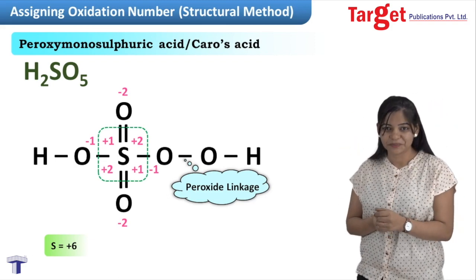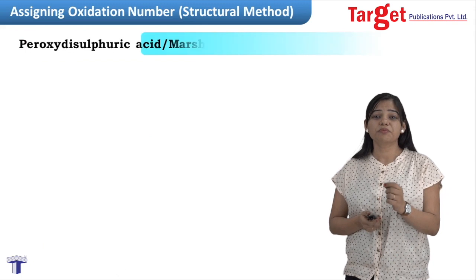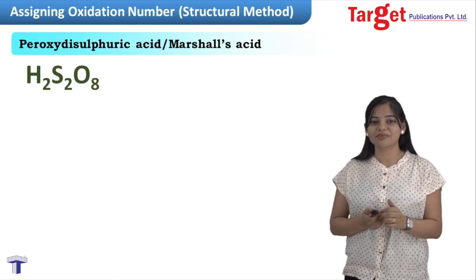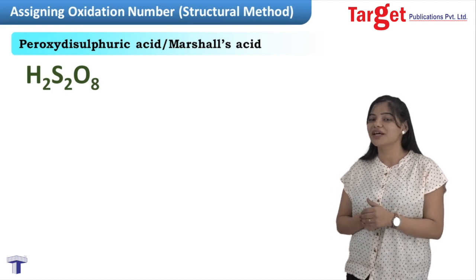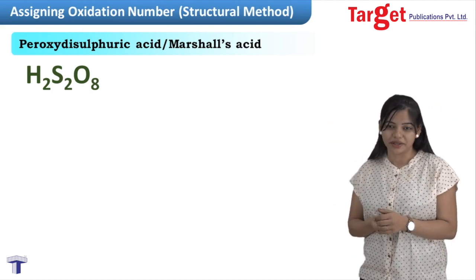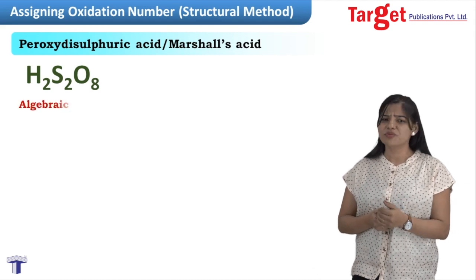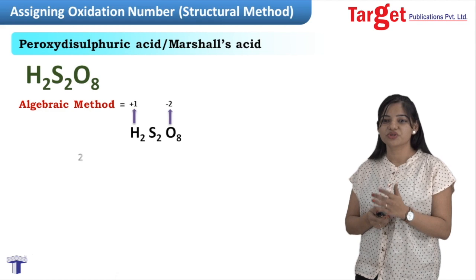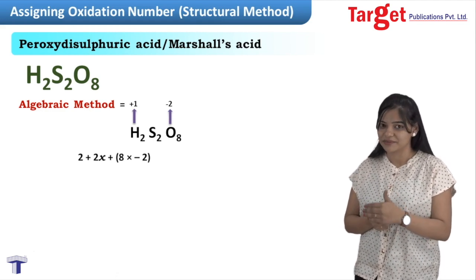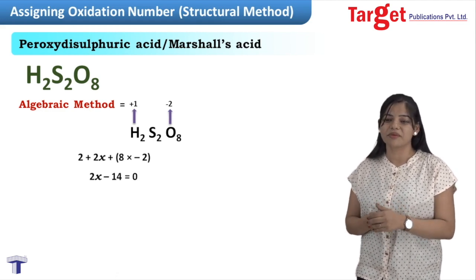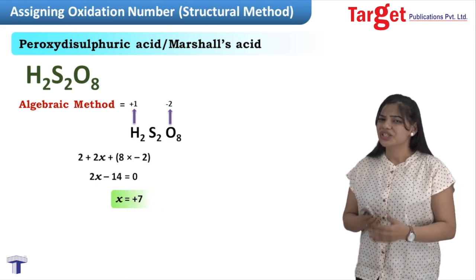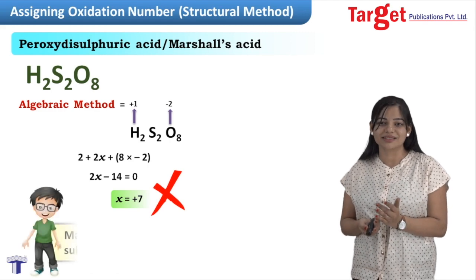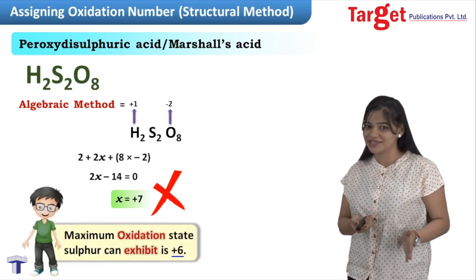Our next example is peroxydisulfuric acid, which in common terms is called Marshall's acid, and the molecular formula is H2S2O8. Again, with the help of the algebraic method, we calculate taking H as plus 1, O as minus 2, and S as X. So here, the answer of X comes out to be nothing but plus 7. Students, we just discussed that S cannot have a value more than plus 6. It can have a max value of plus 6.